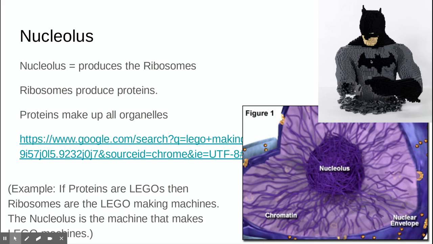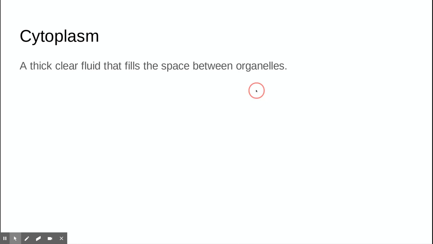So I think of it like this Batman statue here. It's a Lego sculpture building itself out of Legos, right? The proteins are used to build the nucleolus. The nucleolus builds ribosomes. The ribosomes build proteins. So it's like a Lego printing machine that then is made out of Legos itself and made in another factory that's also built out of Legos. Kind of a ridiculous analogy, but hopefully it helps. So nucleolus builds ribosomes, ribosomes build proteins.